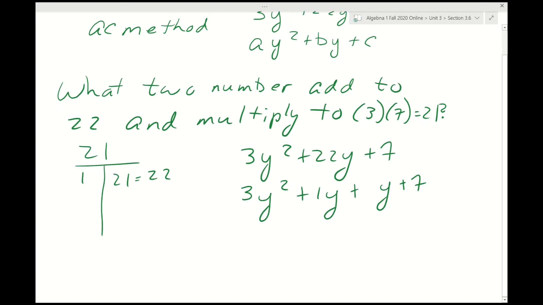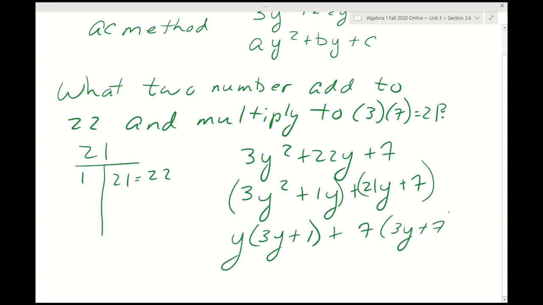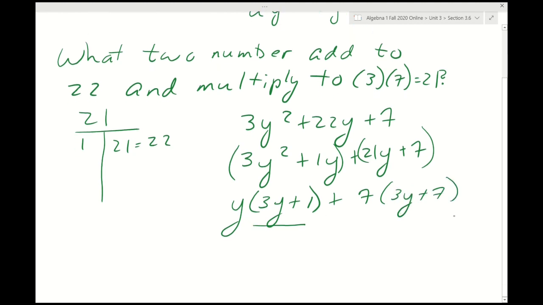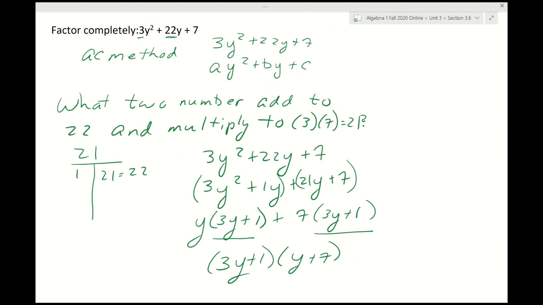Now, why would we want to do that? Well, if you will recall the other day when we were talking about factoring by grouping, we can look at these as two pairs. 3y squared plus y has a factor of y in both terms. 21y plus 7 has a factor of 7 in both terms. Now, look what they have in common. So we can now say that 3y plus 1 times y plus 7 could have given us our 3y squared plus 22y plus 7.